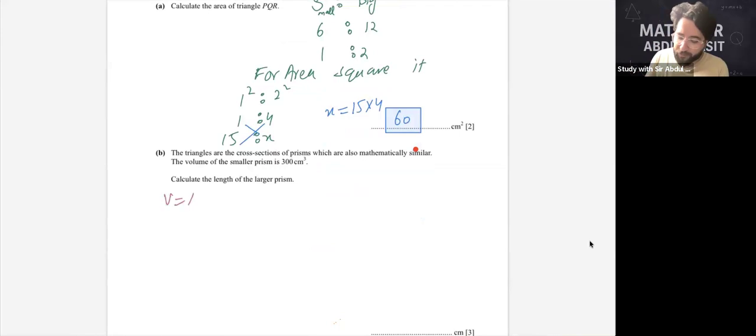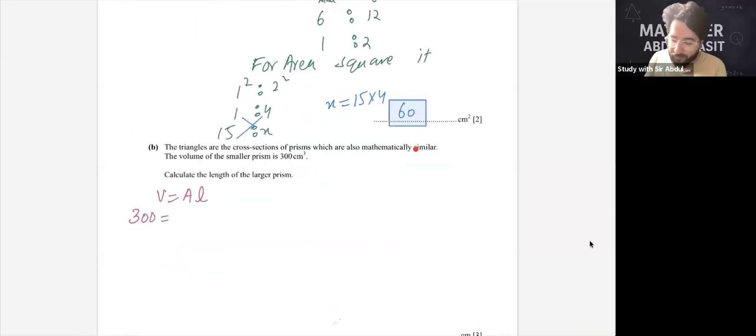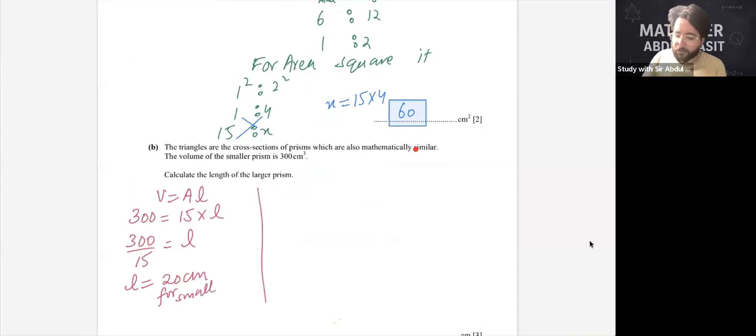Volume of the prism is equal to A L. So the volume of the small one is 300 and the area of the small one is 15. The length is missing. So 300 divided by 15 is equal to L. So L is equal to 20 for the small one. So we need to calculate the volume for the larger one now.